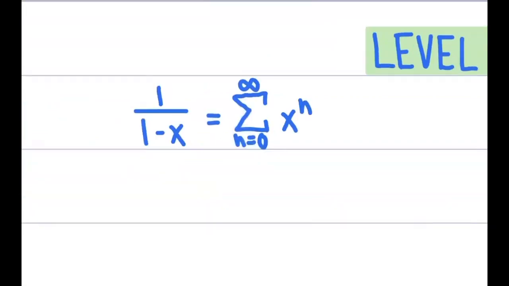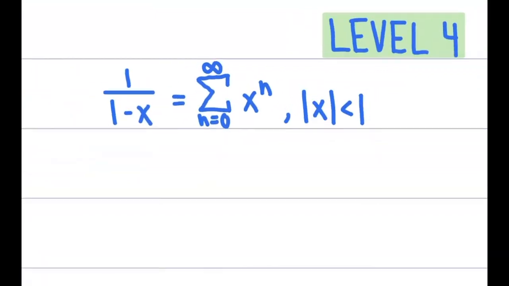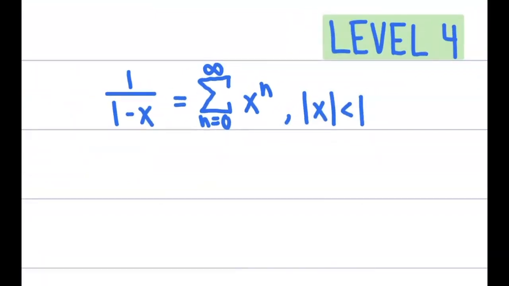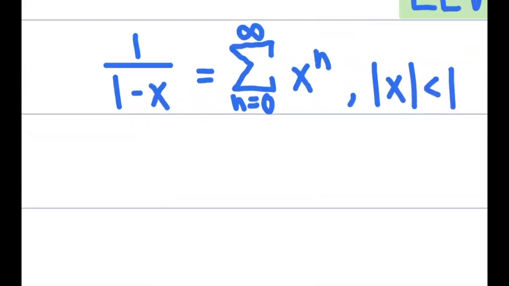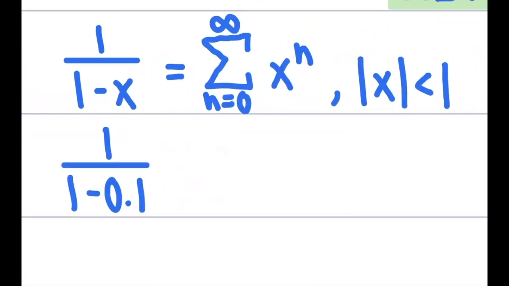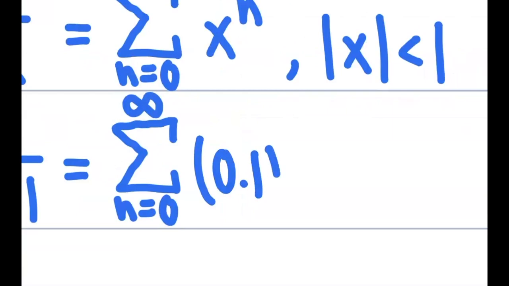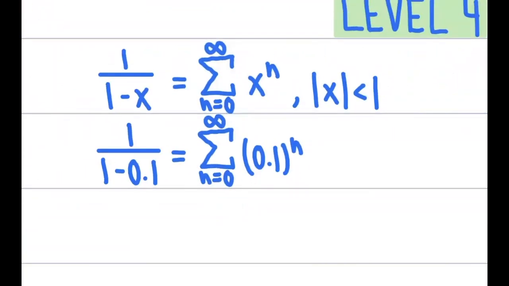This is kind of similar to the last proof, because it's the same idea: the absolute value of x has to be less than 1 for this to be true. So I'm going to pick a number whose absolute value is less than 1. I'm going to choose x to be 0.1. So if I plug in 0.1, I get 1 over 1 minus 0.1, and this equals the sum as n goes from 0 to infinity of 0.1 to the power of n.